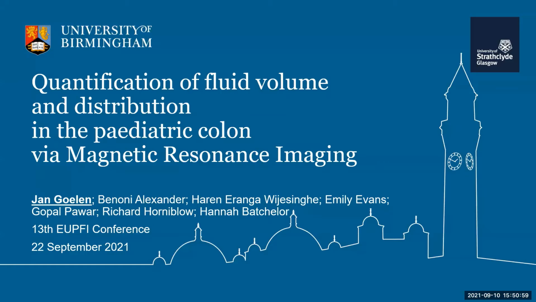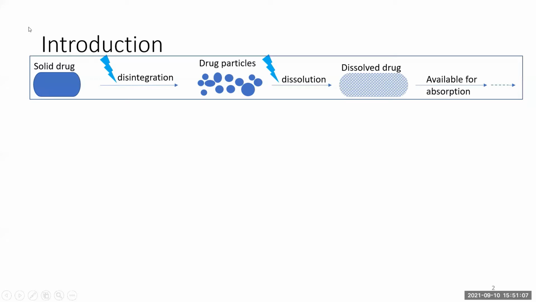So this presentation is about the quantification of fluid volume and distribution in the paediatric colon by magnetic resonance imaging. When a solid drug is taken orally, it needs to disintegrate and then dissolve, so it becomes available for absorption. But during this disintegration and dissolution, the amount of fluid and its characteristics are important parameters for these processes.